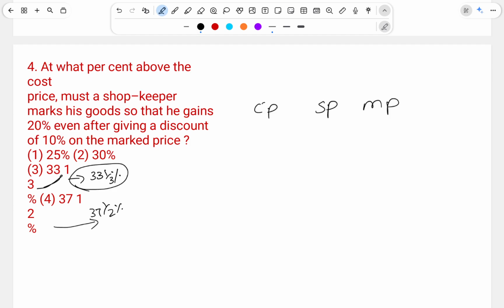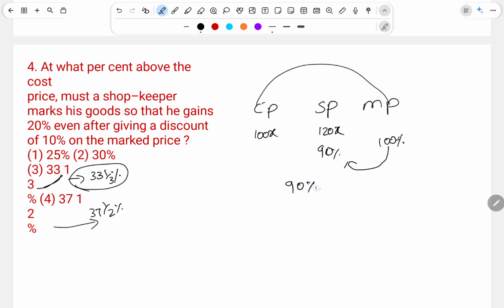Okay. So what they are saying, he has to gain 20%. Means SP should be, if CP is 100x, it should be 120x. Then even after giving a discount of 10%, let the market price be 100%. Given 10% discount, this becomes 90x on the market price. Above the cost price, the market price should be at what price so that even after giving a 10% discount the article was sold for 20% profit? What is the market price value they are asking? Sorry, here it is 90%, because 10% is given, it will become 90%.